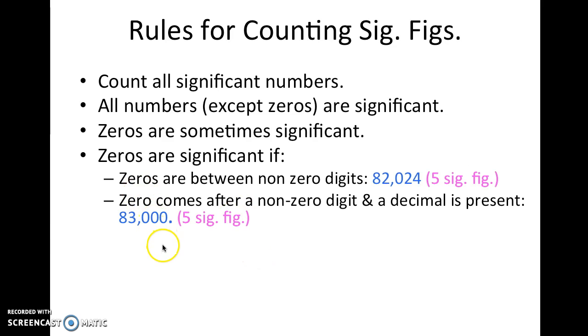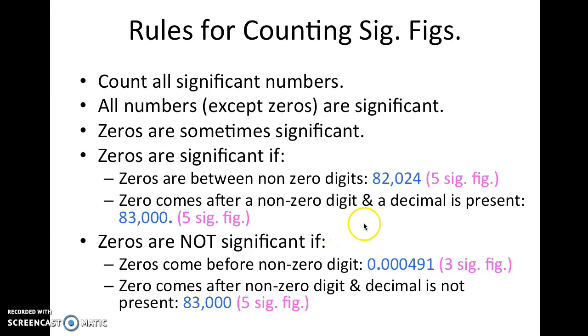Another case where zeros are significant is if they come after a non-zero digit and a decimal is present. So here, if you're looking at this number, 83,000, there's a decimal there. Because of the decimal present, we're going to count all of these as significant. So 1, 2, 3, 4, 5. There are 5 digits, 5 sig figs.